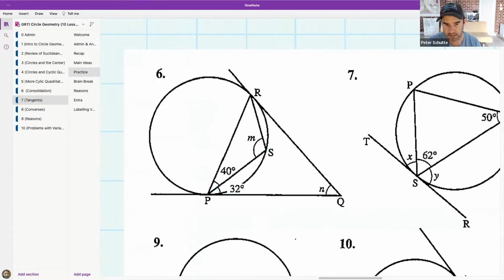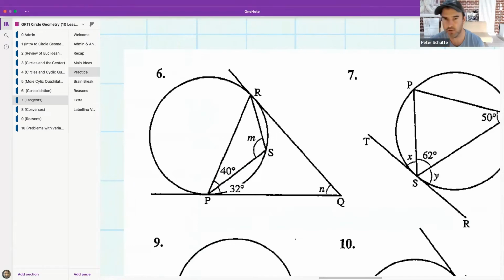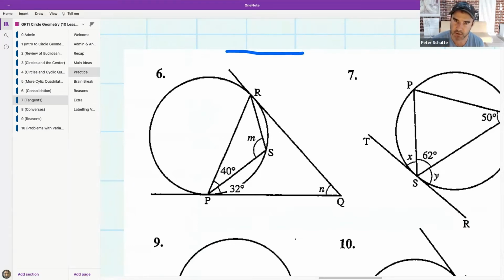Now I'll give you one little tip. Angles on a straight line add up to 180 degrees. And that can always be a useful fact. Like back in grade 8 or 9, we learned that angles on a straight line add up to 180 degrees. Maybe we can use that.